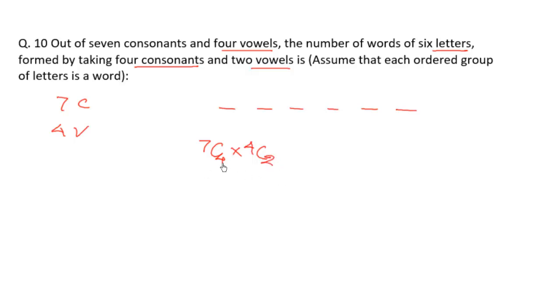So this is the selection. For each selection, we can arrange them in 6 factorial ways. Why so? Because there are 6 places. So for each combination, we can arrange them in 6 factorial ways. So the overall number of ways will be multiplied by 6 factorial. On calculation, we'll be getting it as 151200. So this becomes the right answer.